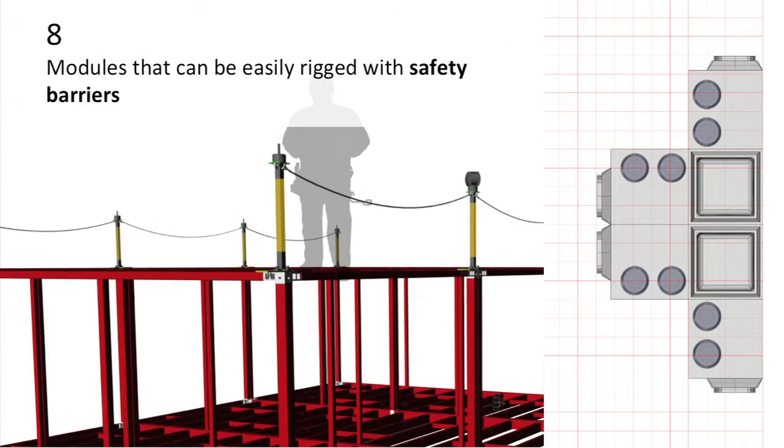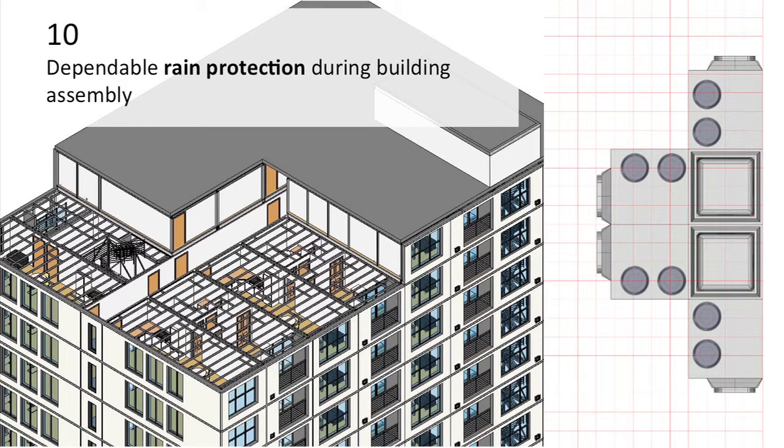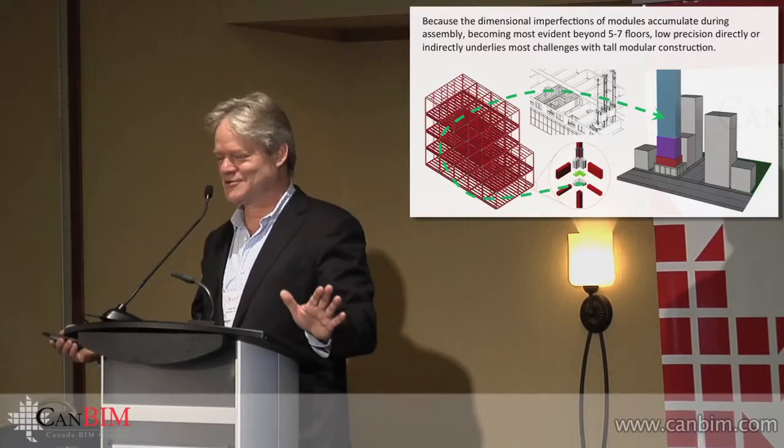Easy rigging of safety barriers. This is strangely an afterthought for a lot of people. And facades and balconies that connect easily. You don't have a lot of issues banging that stuff into place. And dependable rain protection during building assembly, which area is not adequately described in what you're about to see, because we're still working on it. Which isn't to say it isn't possible.